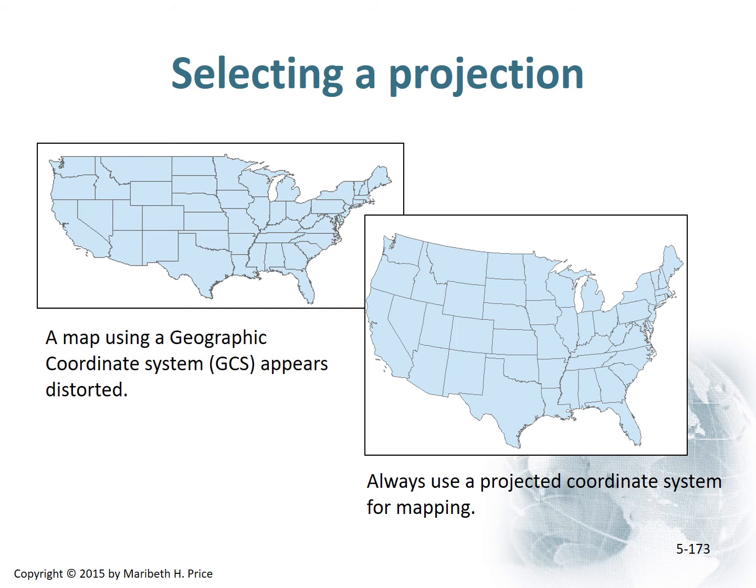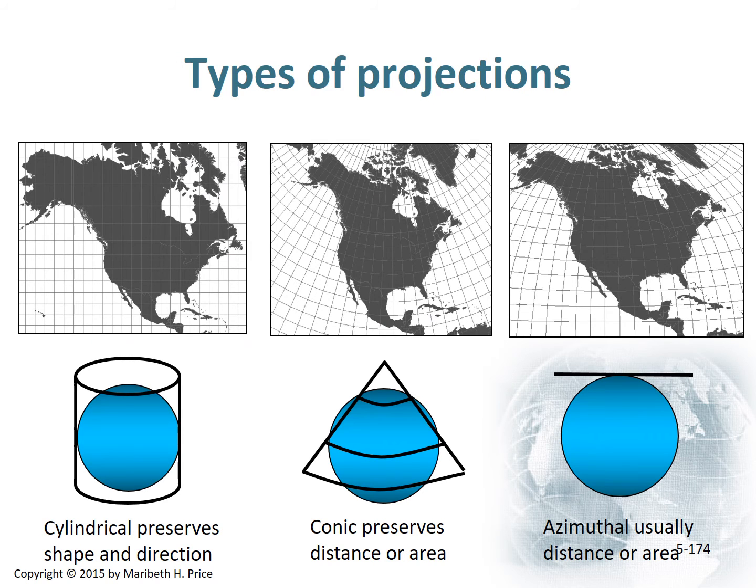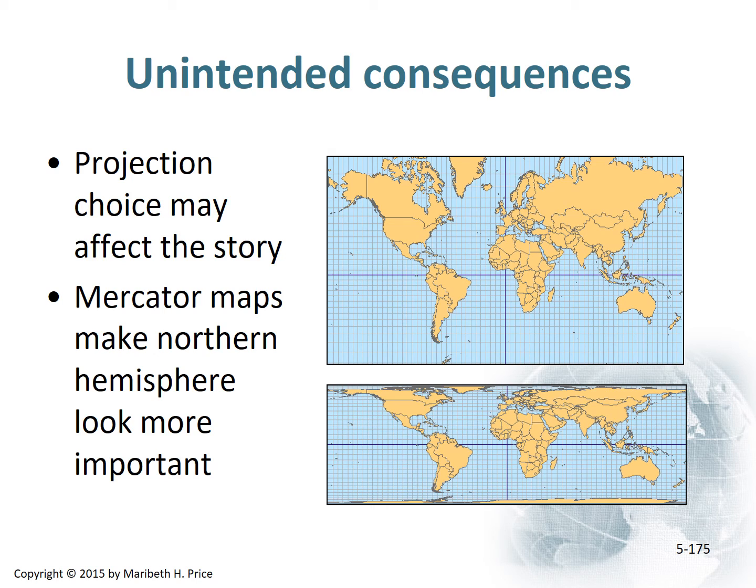When you're going to select a projection, there are other things that you can do as well. You want to select a projected coordinate system, not a geographic coordinate system. Different types of projections: cylindrical, conic, azimuthal. Unintended consequences: projection choices may affect the story. Certain maps display or distort certain things, and so the maps that you make can make other things very difficult to understand, and it can be misleading. For example, this particular projection causes things like Greenland to look almost the size of Africa when it is in fact nowhere near that large.